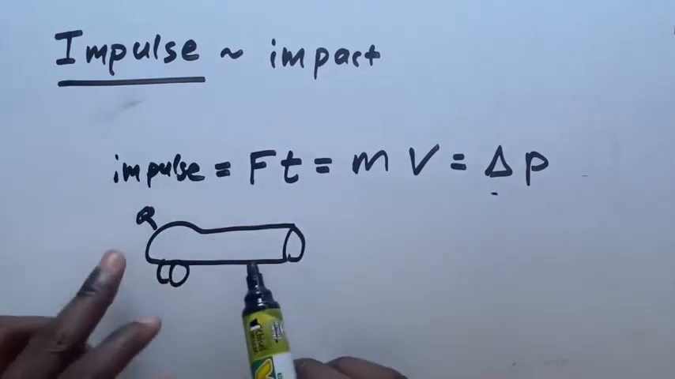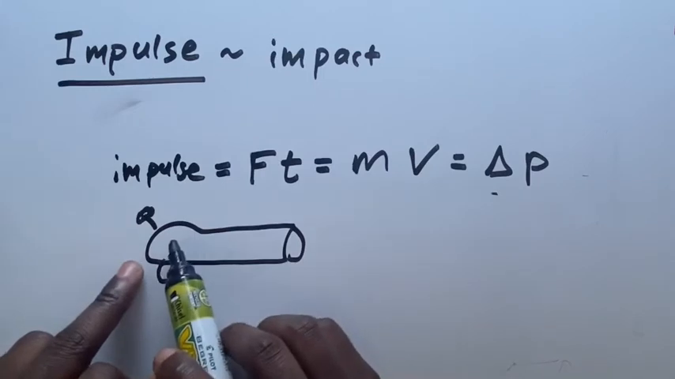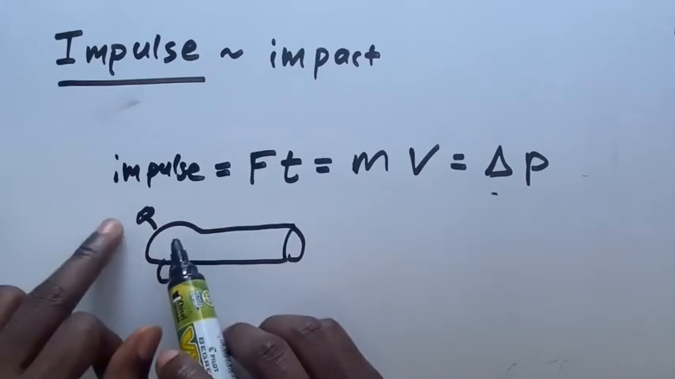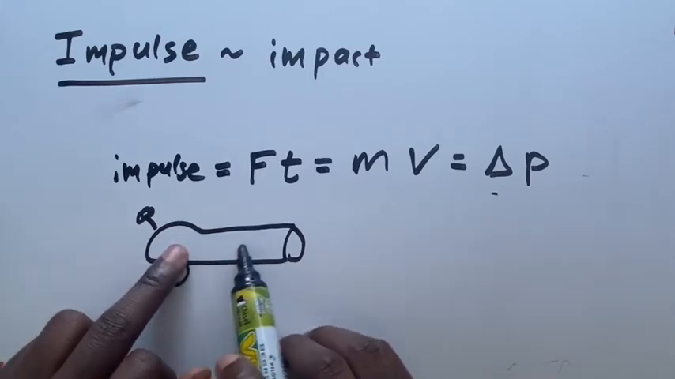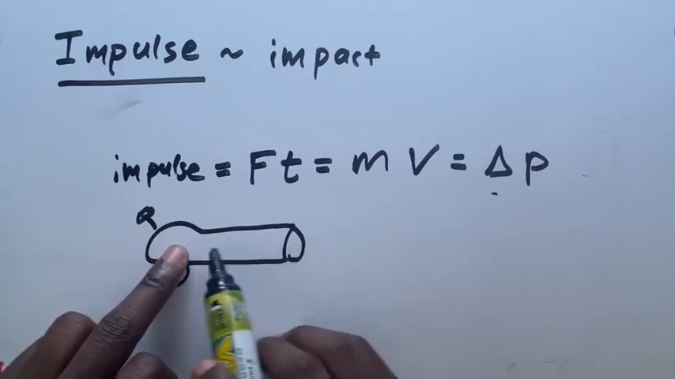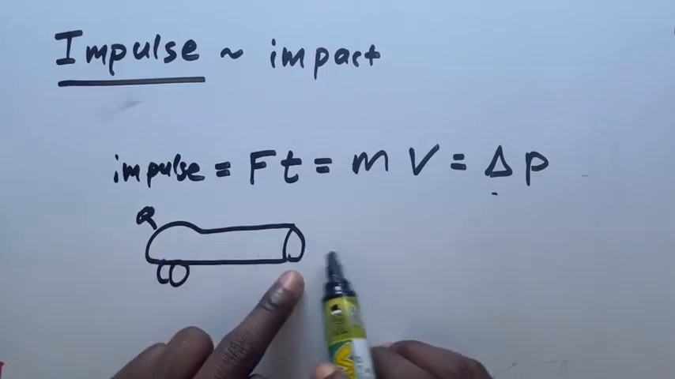All right, so this cannon basically is real long, has a cannonball in there. The cannon is going to fire. The cannonball is going to travel through this tube, right? And then shoot out of this end.